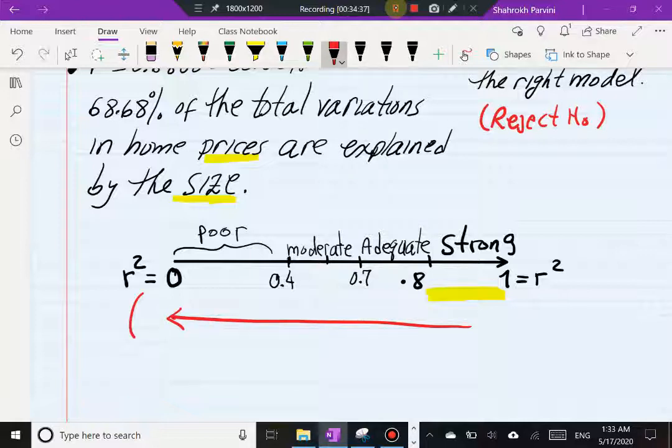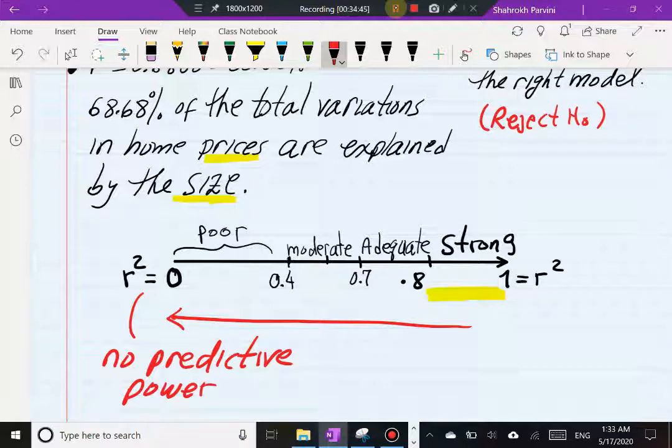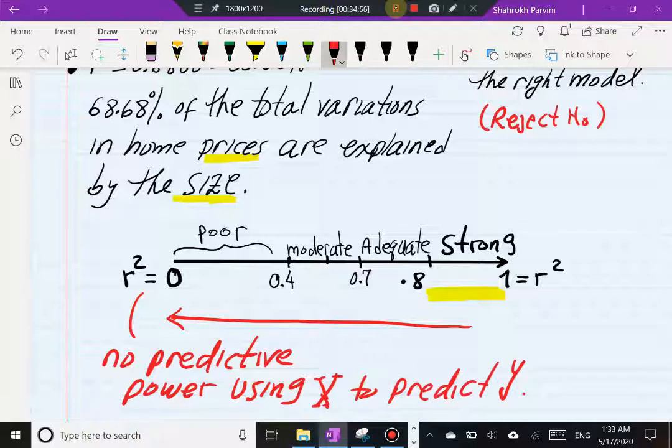With 0, this model is very poor. There is no predictive power whatsoever, no predictive power using x, whatever x might be, to predict y. And that's what the 0 signifies.